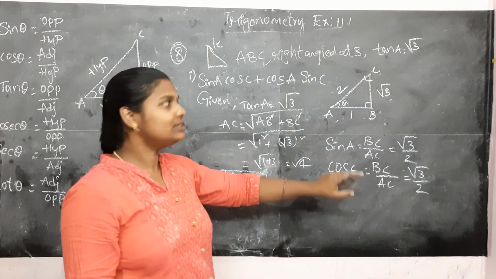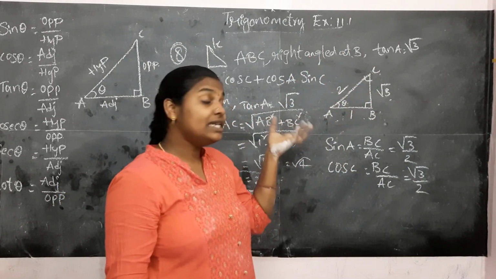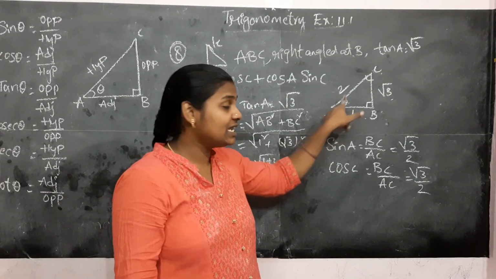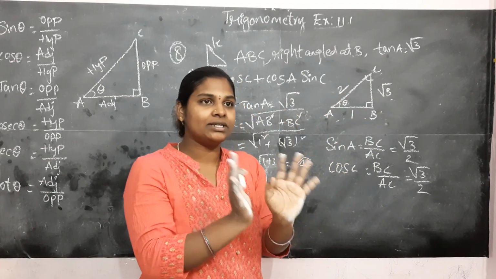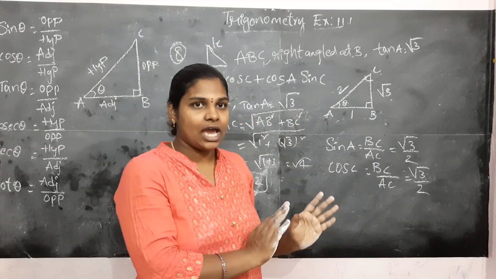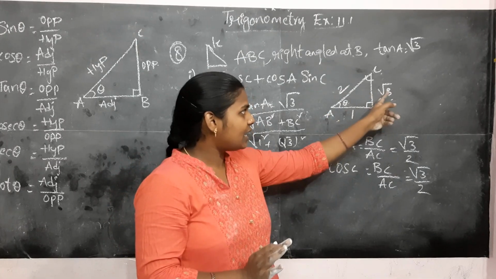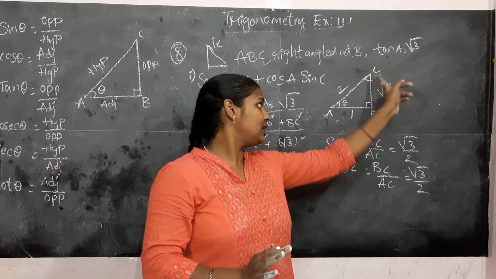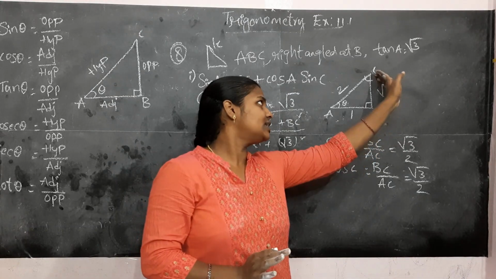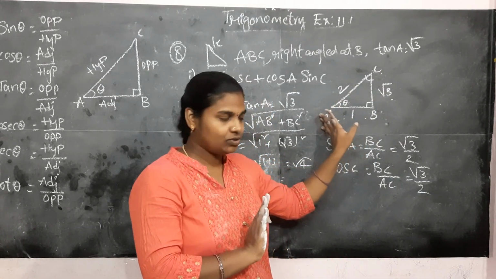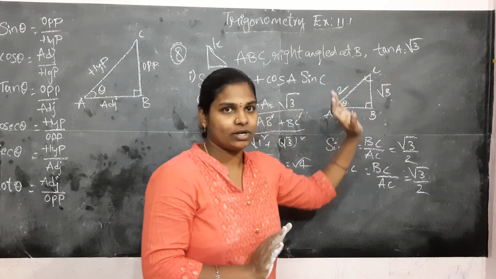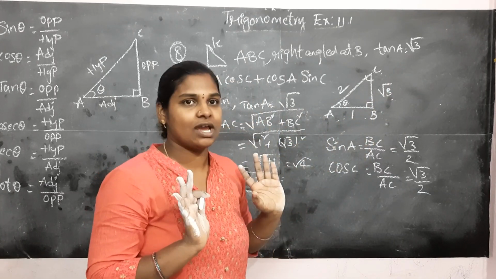That's just a coincidence. What we need to remember is, whenever the angle is changing, sin is opposite by hypotenuse, cos is adjacent by hypotenuse. So if it is A, we will write from here. If it is C, we will write from here. Whatever the angle is, you need to know what is opposite and what is adjacent for that angle.